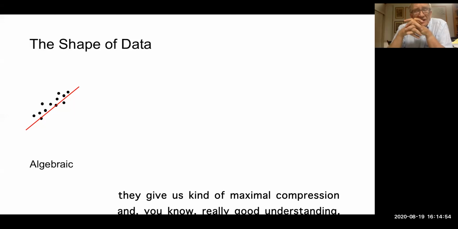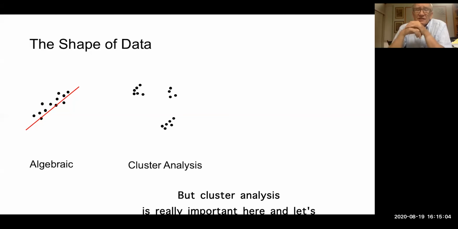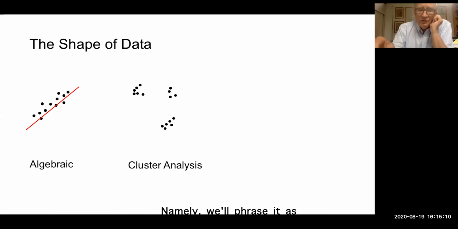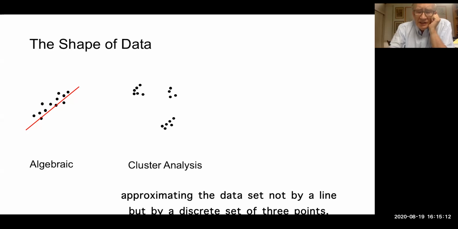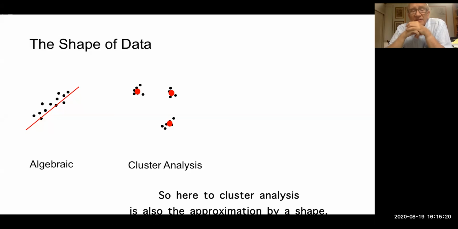They give us maximal compression and really good understanding. But then there's this situation where there's no line that fits at all, but cluster analysis is really important here. Let's phrase cluster analysis in a particular way. Namely, we'll phrase it as approximating the data set, not by a line, but by a discrete set of 3 points in this case, or n points if I have n clusters. So here too, cluster analysis is also the approximation by a shape.